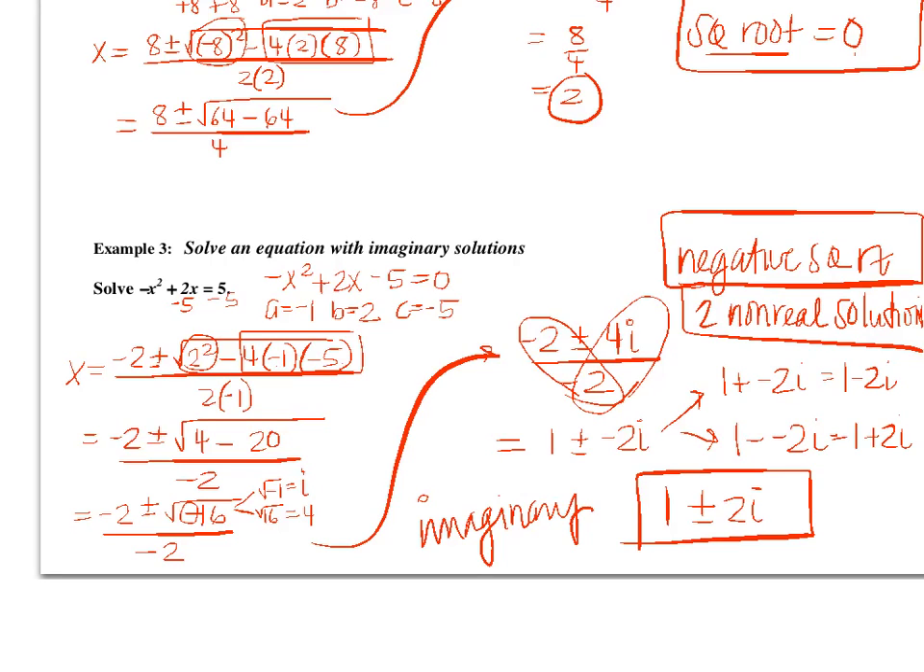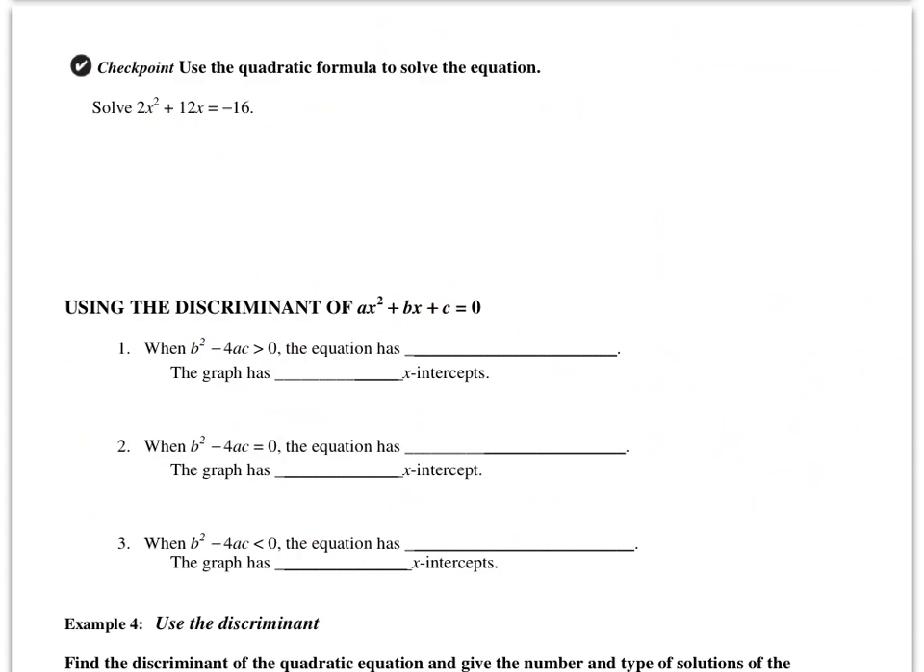Now let's flip to the back side and look at one more and then sum it up as we're going through. All right, one more. 2x squared plus 12x equals negative 16. So let's add 16 to both sides. 2x squared plus 12x plus 16 equals 0.